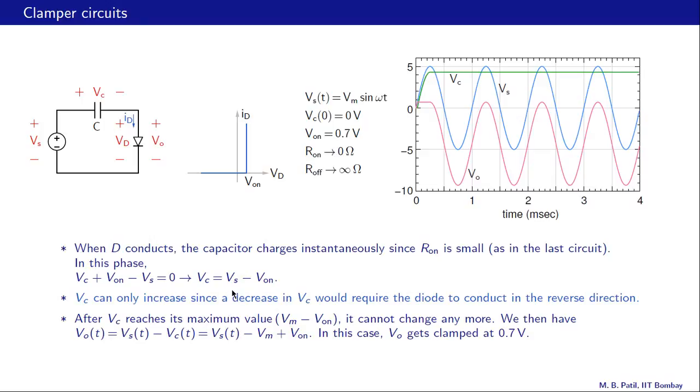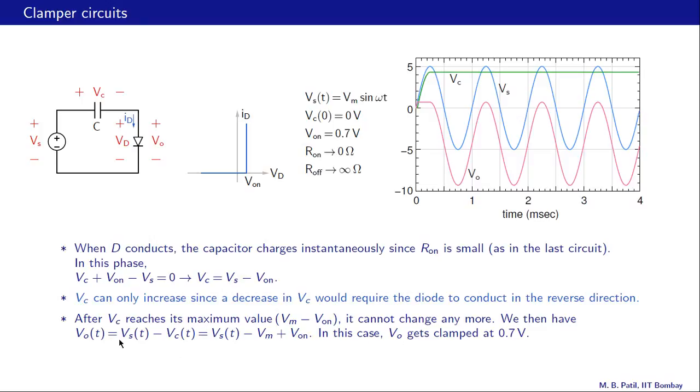Third point, after Vc reaches its maximum value, and what is the maximum value now? What is the maximum value of Vs? That is equal to Vm, which is 5 volts. So the maximum value of Vc is Vm minus V on, which is 5 minus 0.7, which is 4.3. After Vc reaches its maximum value, it cannot change anymore for the same reasons we discussed earlier.